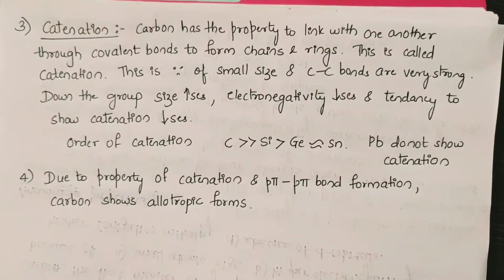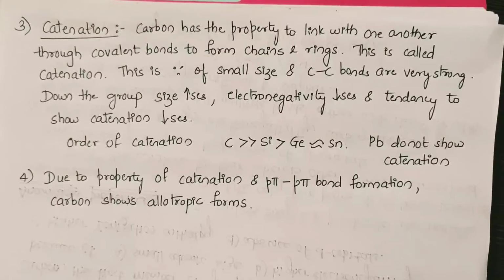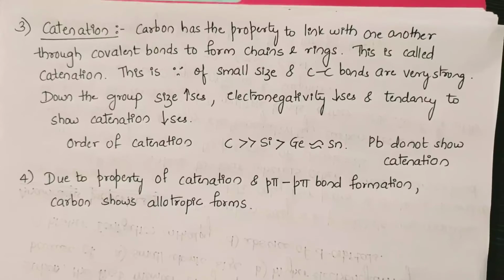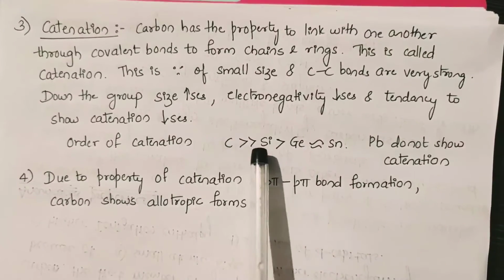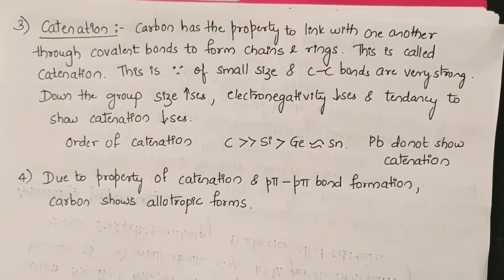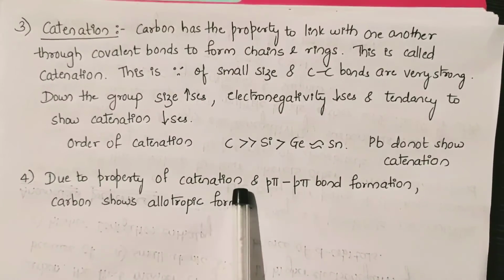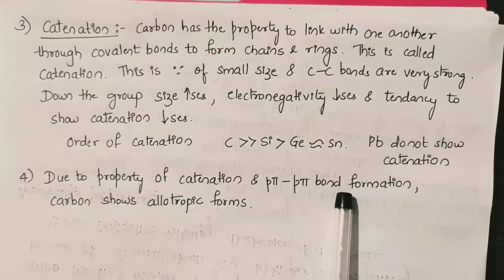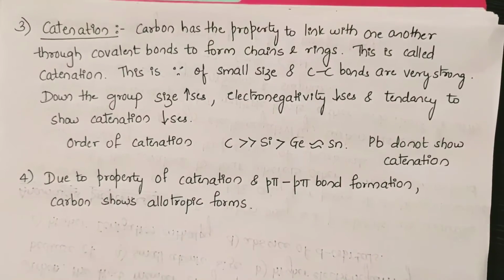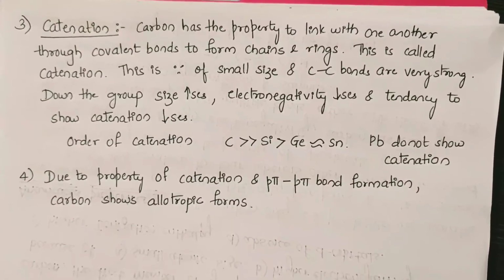Okay, down the group if you go, what happens? Atomic size increases, electronegativity decreases, and the tendency to show catenation will also decrease. So the order of catenation is carbon, silicon, germanium, tin. Lead will not show catenation. Okay, self-linking property. And due to the property of catenation and p-pi bond formation, carbon shows allotropic forms. So these are some of the anomalous properties of carbon.